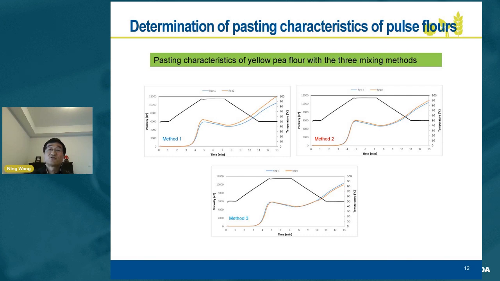When we use method 2 or method 3, you can see they produce repeatable, consistent, and similar results. Therefore, in our study we selected method 2 to apply to the rest of the study due to the lesser variation. We didn't select method 3 because it takes a longer time compared to the 2 minutes of mixing.